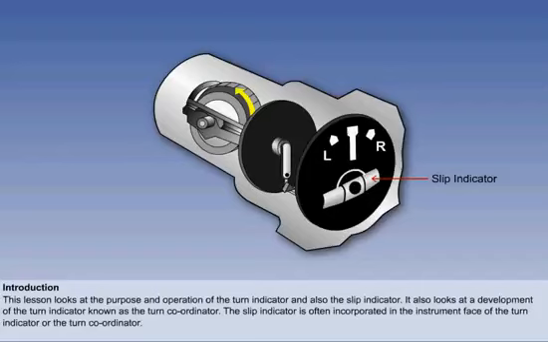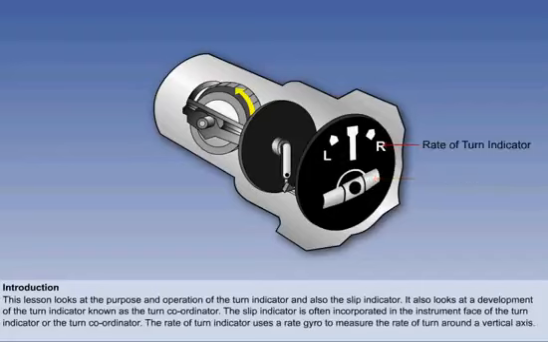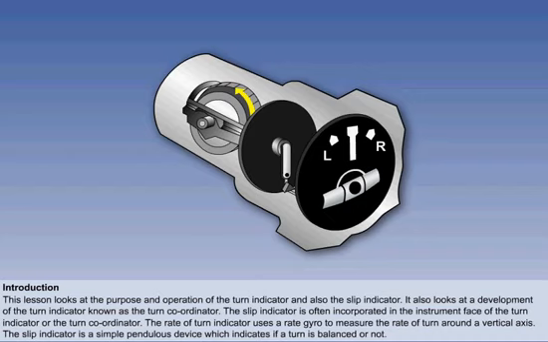the turn coordinator. The turn indicator, which is part of the instrument face highlighted here, uses a rate gyro to measure the rate of turn around the aircraft's vertical axis. The slip indicator is a simple pendulous device which indicates whether a turn is balanced or not. We will look at both instruments in some detail, starting with the turn indicator.